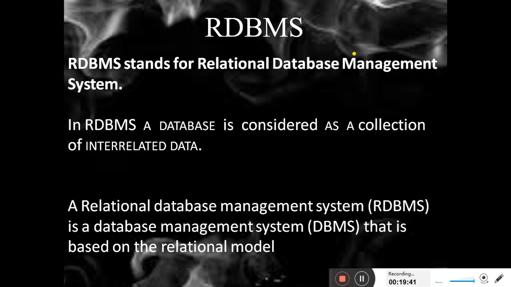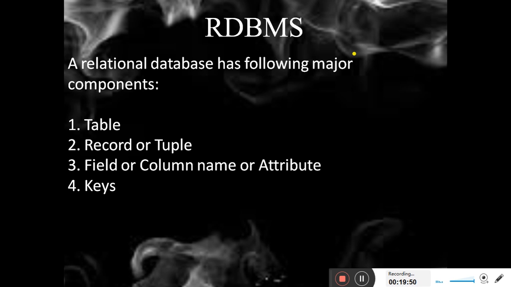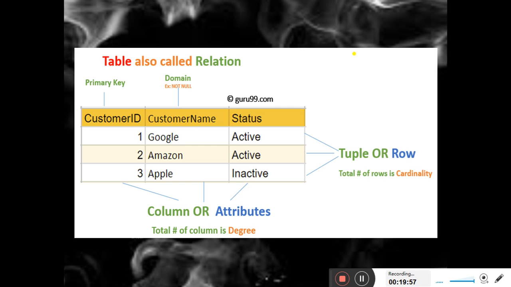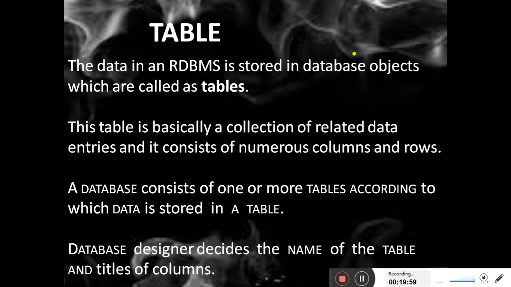RDBMS is a database management system that is based on the relational model. What is the relational model? There are components of the relational model. First is table, record, field and keys. What do you mean by table? A table is a collection of columns and rows, correct? So this table is basically a collection of related data entries, and it consists of numerous columns and rows.